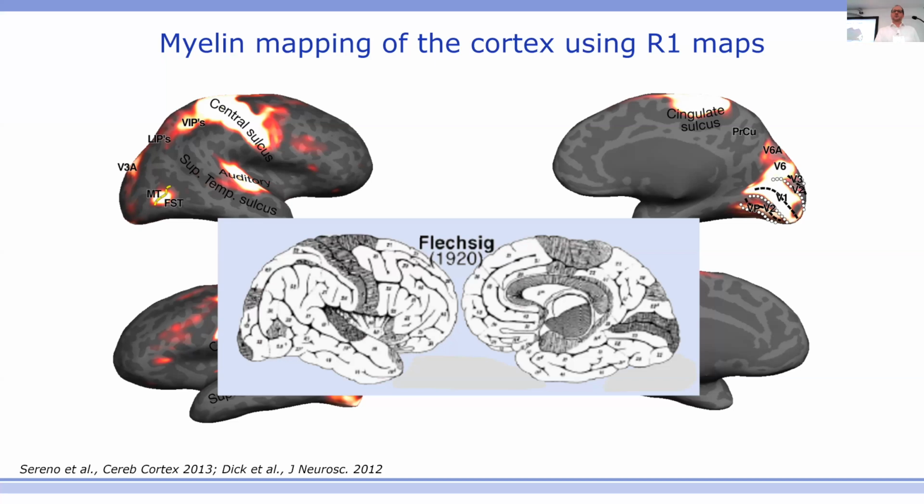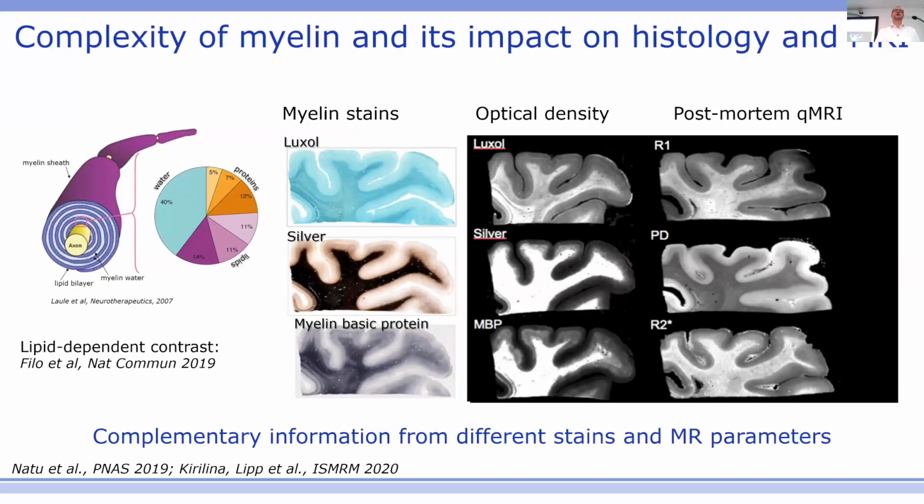It's important to look at this in more detail. Think about what this really means, myelin mapping. Myelin is not a monolithic substance, but it contains water, proteins, and lipids, most importantly. And lipids drive MR contrast.